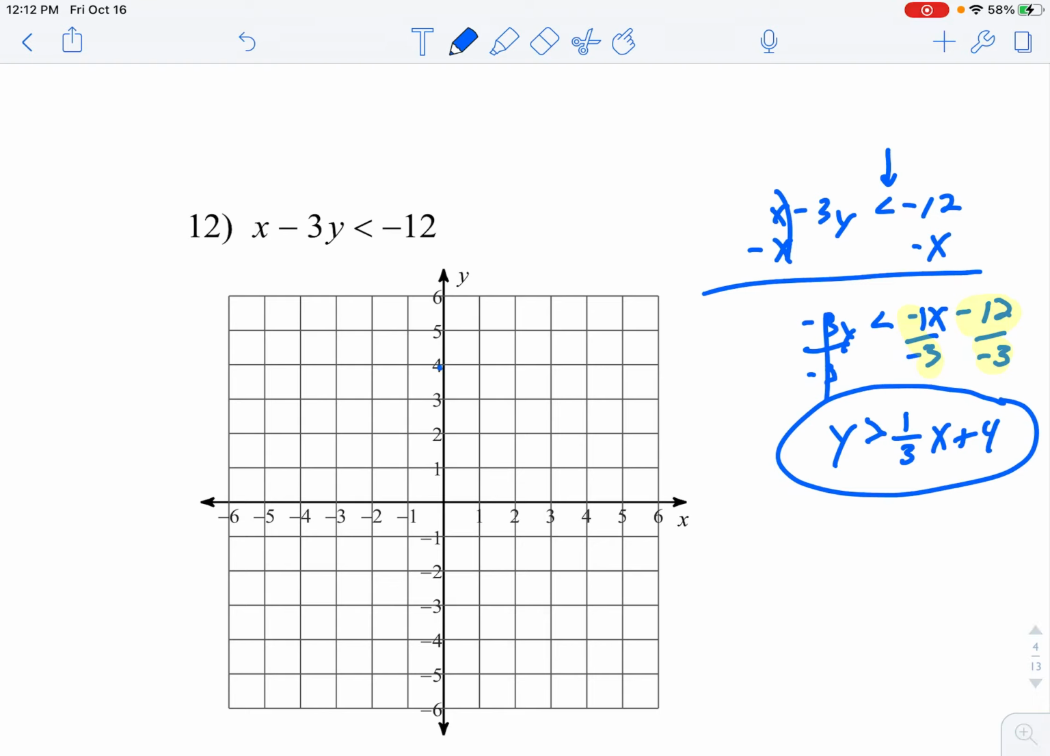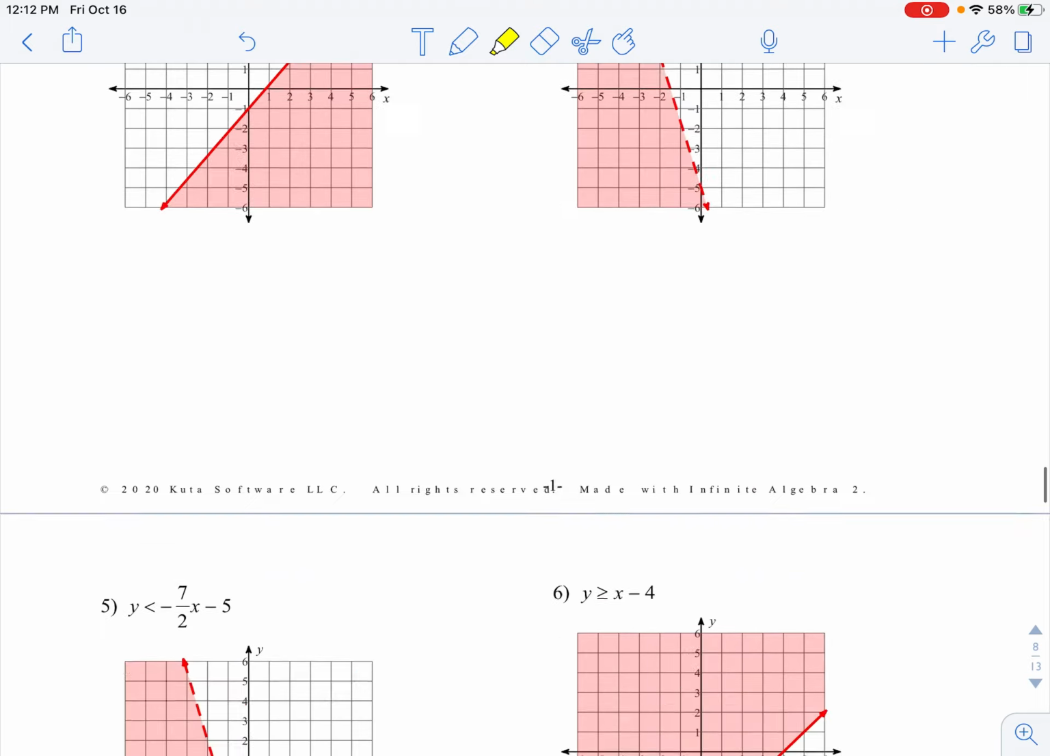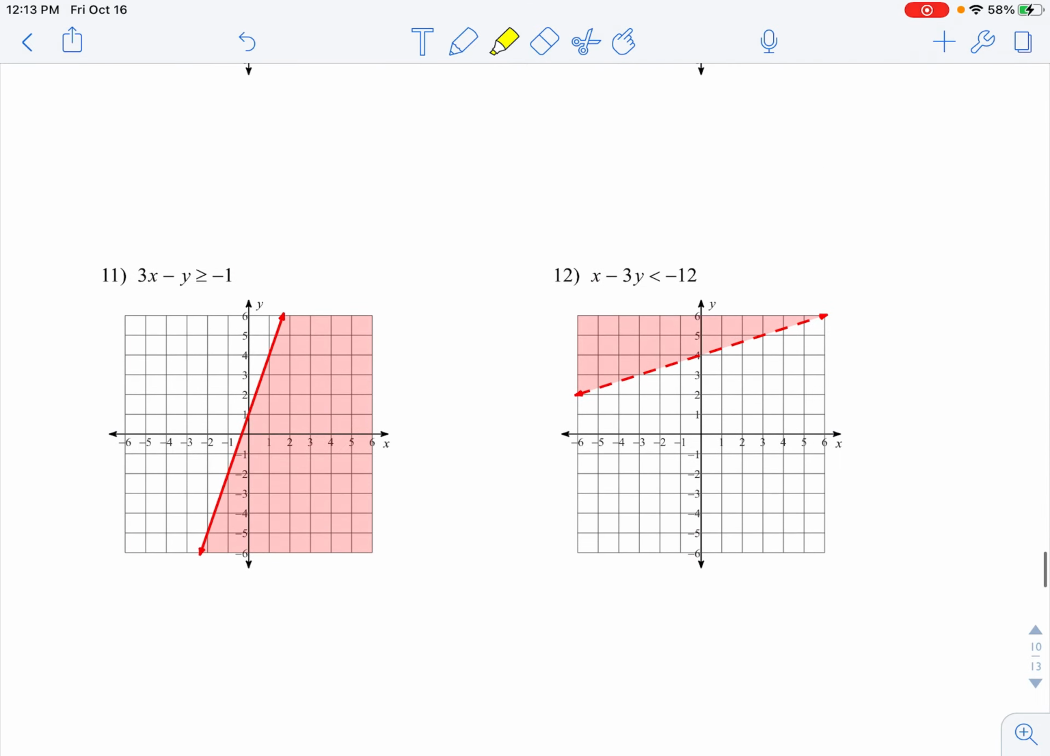So if I want to graph this, plus 4 is here. 1/3 x is up 1 over 3. There is no equal sign here, so I have to graph a dotted line. And it's a greater than. I know it started out as a less than, but because we had to flip the sign, it's now a greater than. That means I have to shade above the dotted line. Let me check number 12. And there it is. Ta-da.